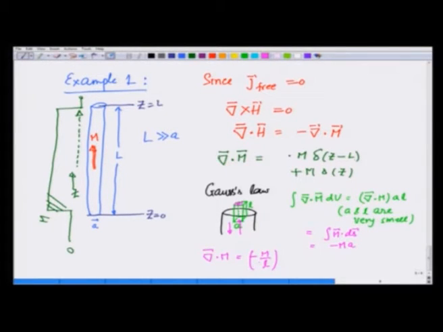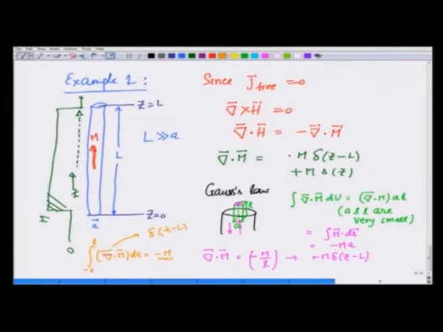This L you can take the limit going to 0, and in that case this goes to minus M delta of Z minus L. You can see it the other way, because the integral of minus divergence of M dz is equal to minus M, and no matter how small this dz is, from say minus L to L, I still get minus M. Therefore, this divergence of M has to be proportional to delta of Z minus L.